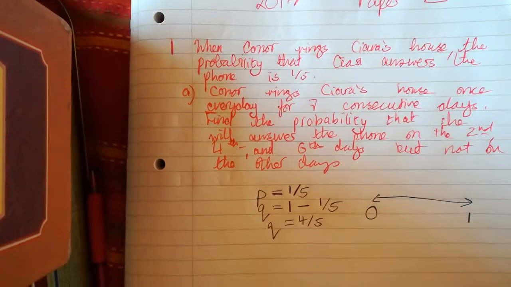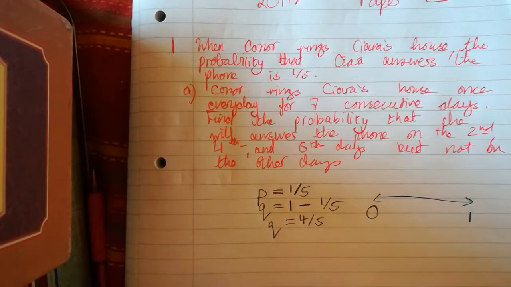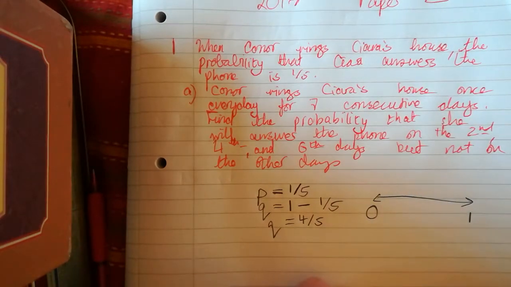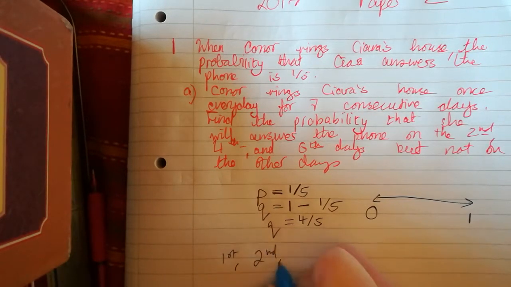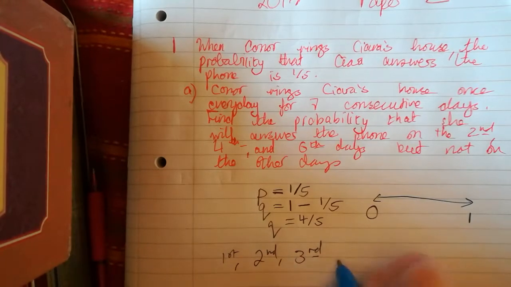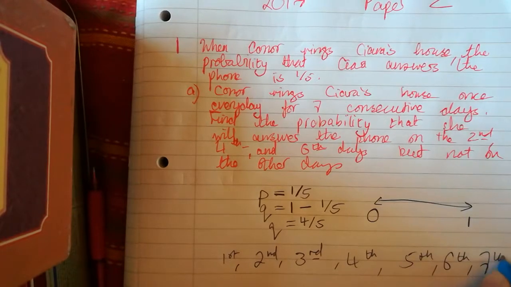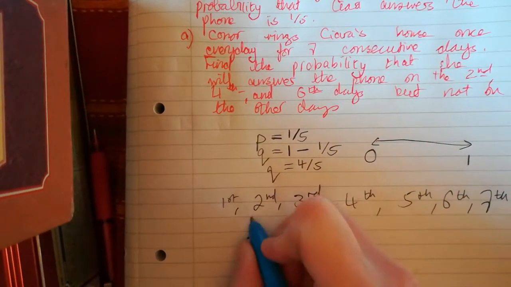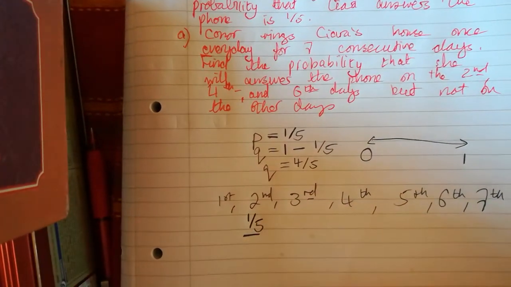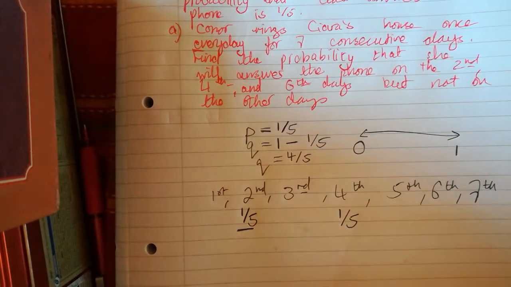So I'm looking for the chances that she will answer the phone on the 2nd, 4th and 6th days. So we have the 1st day, 2nd, 3rd, 4th, 5th, 6th, and 7th. She's going to answer on the 2nd, so we have a probability of 1/5 there, and she answers on the 4th, so under the 4th we'll have 1/5, and the probability that she answers on the 6th day.